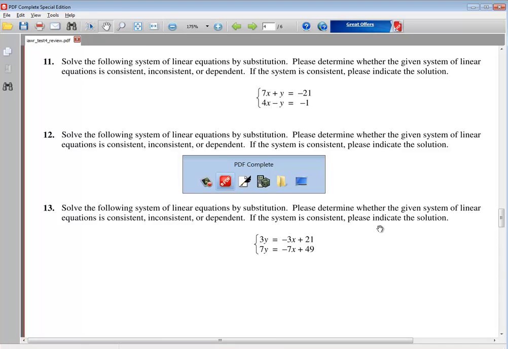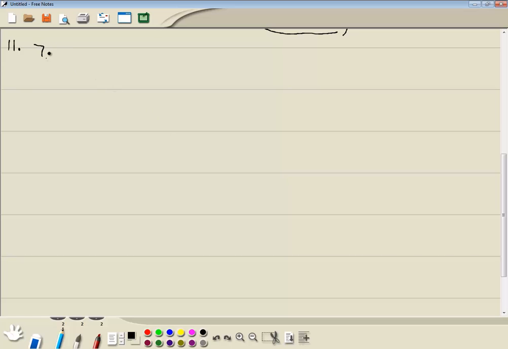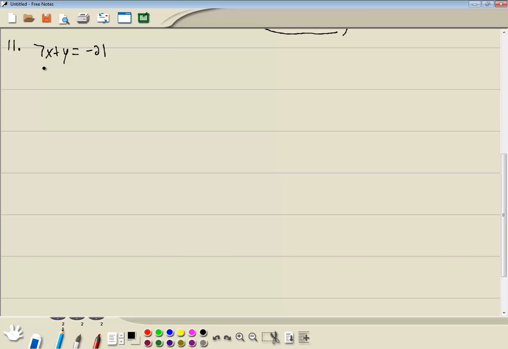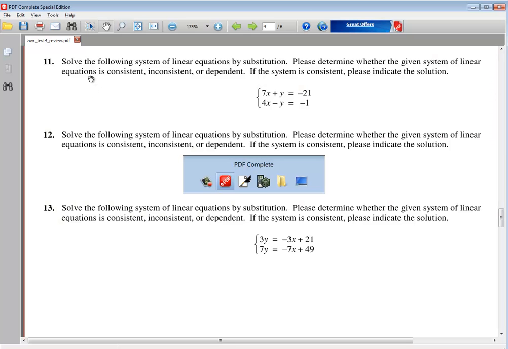So 7x plus y is equal to negative 21. 4x minus y is equal to negative 1.